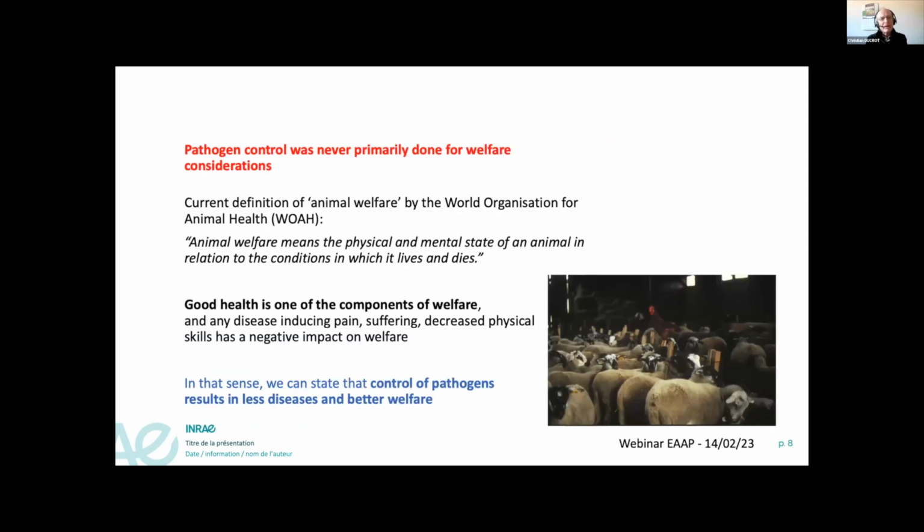So if we move to welfare, in my understanding, pathogen control was never done for welfare conditions in the first instance. If we start from the definition of animal welfare, that means the physical and mental state of an animal in relation to the conditions in which it lives and dies. Good health is one of the components of welfare, and any disease, including pain, suffering, decreased physical possibilities, has a negative impact on welfare. So in that sense, we can state that control of pathogens can result in less disease and better welfare.